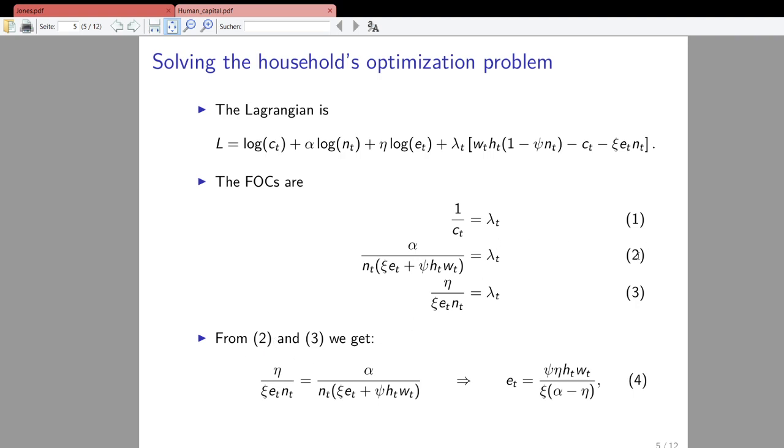We take equations 2 and 3 together, set them equal to each other, and from this we can isolate the expression, the equilibrium expression or optimal expression for education, where we see that education increases with income. So if households earn more income, they would want to invest more in their children's education, and it depends on the parameters that we will interpret later on.